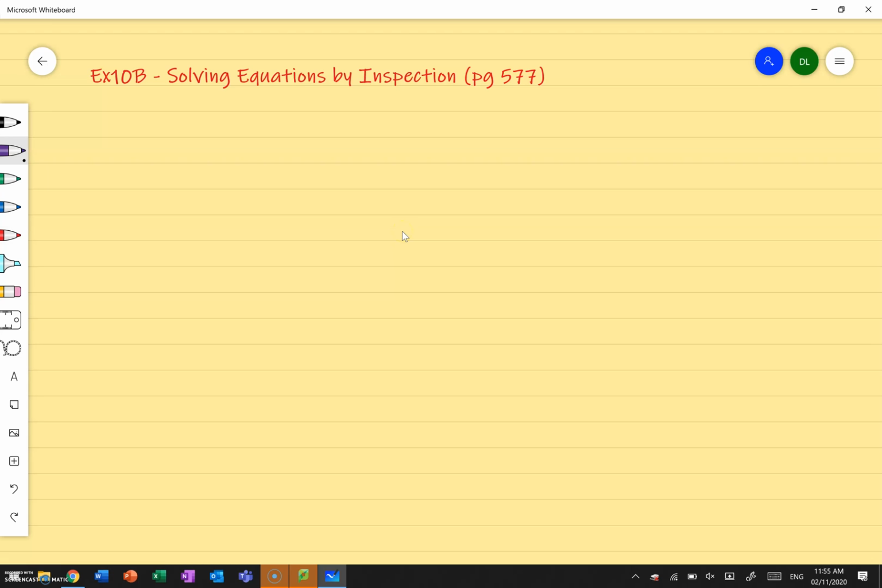This is exercise 10B on solving equations by inspection, in other words, trial and error. On page 575, I don't know why it says 577, page 575 of your textbook. Any questions? No? Okay, so when we're saying solving equations, what does that mean, solving?